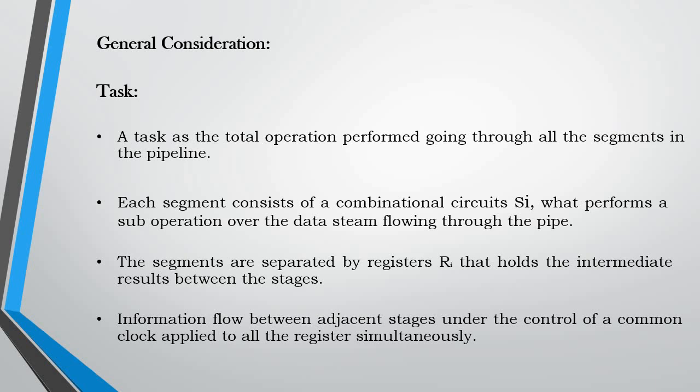Okay, general considerations. A task is the total operation performed going through all the segments in the pipeline. Each segment consists of a computational circuit S of I, which performs a sub-operation over the data stream flowing through the pipe. The segments are separated by registers Ri that hold the intermediate results between the stages. The information flows between adjacent stages under the control of a common clock applied to all the registers simultaneously.